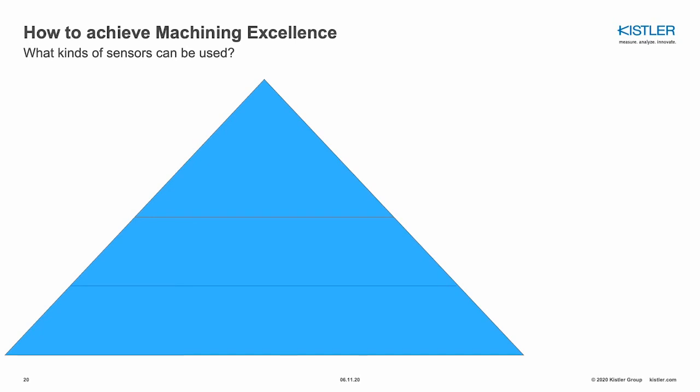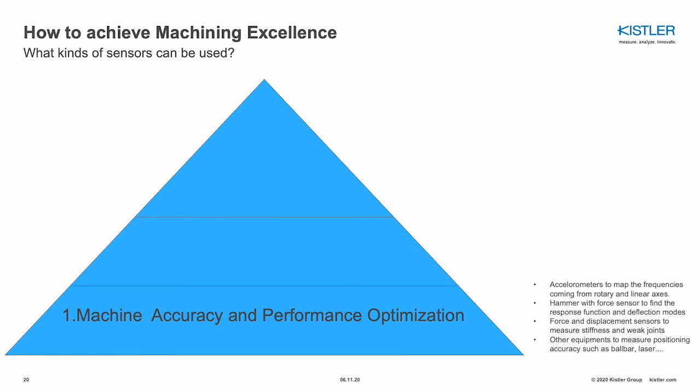Let's go back to this pyramid again, the machining excellence pyramid. We have the first, as I said, machine accuracy and performance optimization. So what kind of sensors can be used then? You can utilize, for instance, accelerometers, which I will tell a little bit more about, to map the frequencies coming from rotary and linear axis. You can utilize hammer with force sensor to find the response function and deflection modes. You can utilize simple force and displacement sensors to measure the stiffness and deflection, of course, so that you can understand the weak joints. Or you can utilize other equipments, standard equipments, to measure positioning, since that is important, such as ball bar, the laser, and so on.